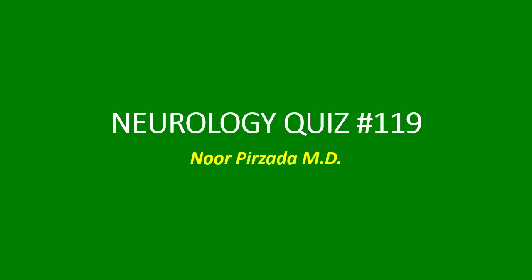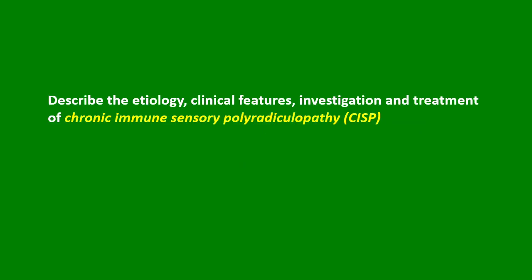Neurology Quiz number 119. Describe the etiology, clinical features, investigation, and treatment of chronic immune sensory polyradiculopathy or CISP.